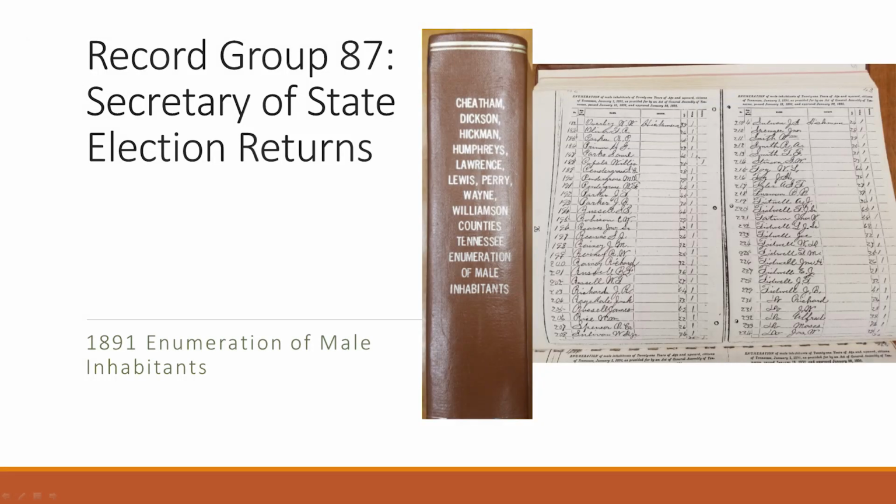Many of us are familiar with an 1891 enumeration of male inhabitants. These are in bound volumes, and we've been using them for years downstairs in the reading room. Not all of the copies are great in print, can be hard to read, but the originals are part of Record Group 87. So you can go to the microfilm in the microfilm room, especially if your county is hard to read, and go look at the microfilm of these records. Maybe it's better than the print version.